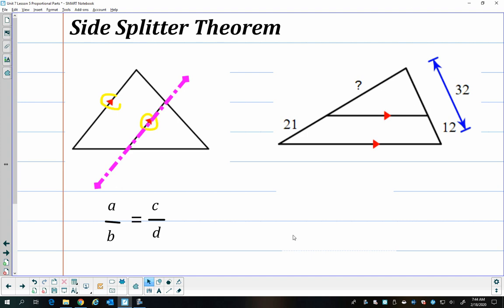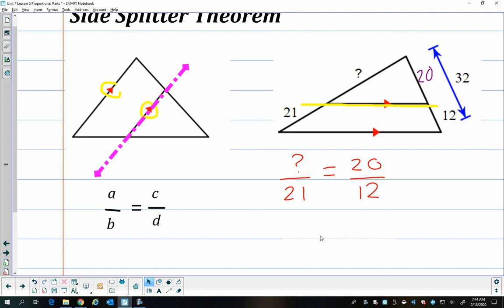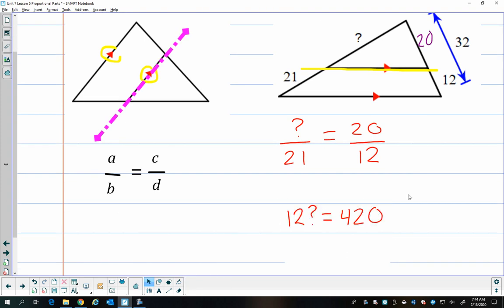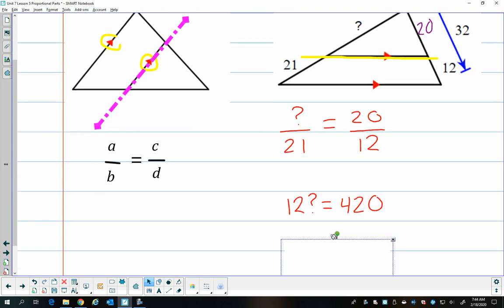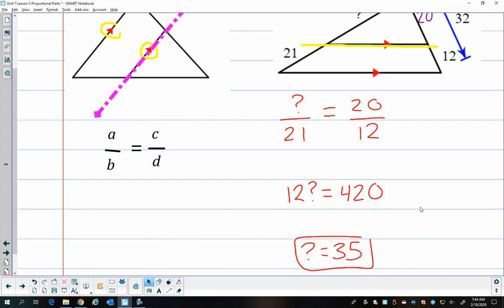And we have these pieces that correspond. So let's look here. We have this piece that's above this parallel line, and then that same piece that it corresponds to is right here. That should be 32 minus 12, which is 20. And so I have these fractions formed, my question mark over 21 and 20 over 12. And now I just have a proportion to solve to figure out how long that missing piece is, which is 35.